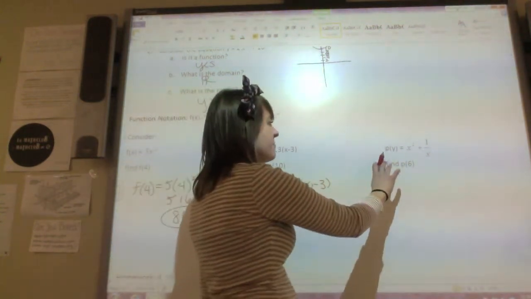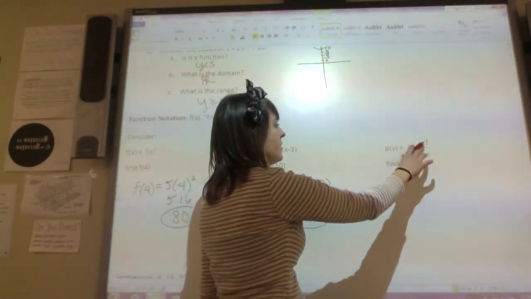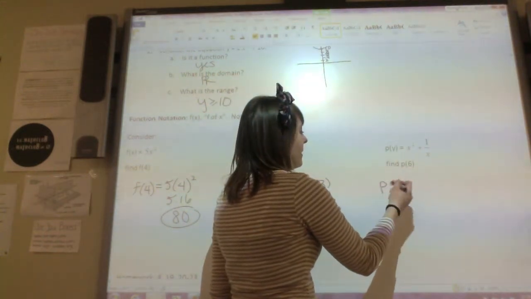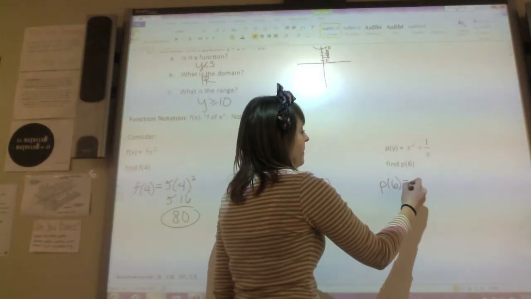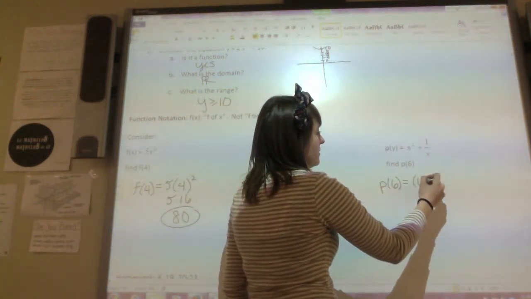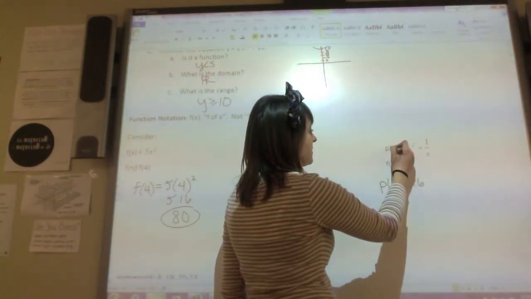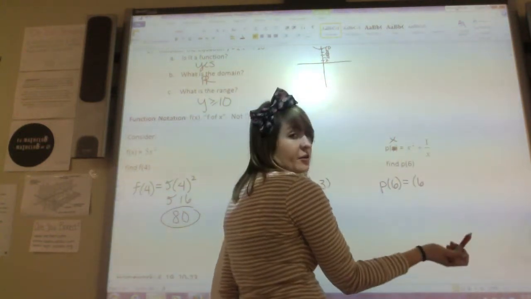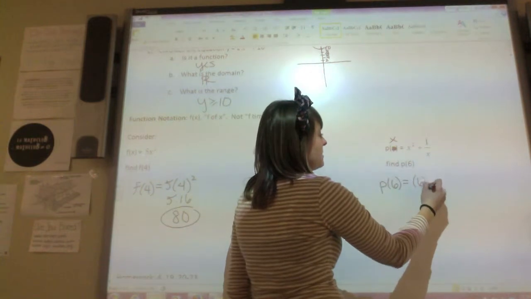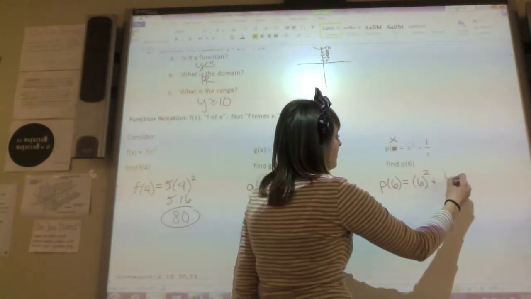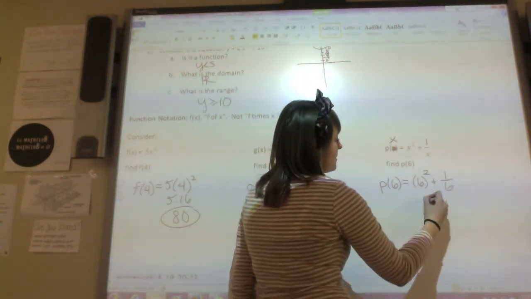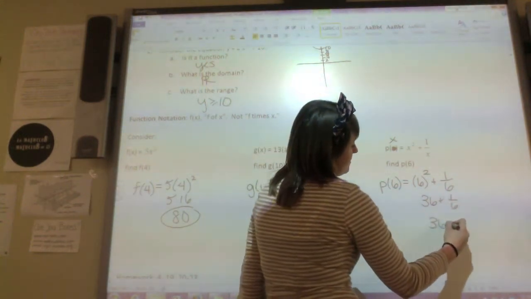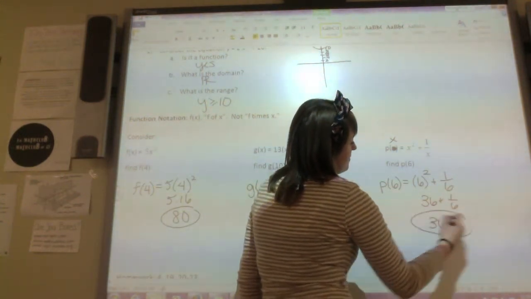My last one here, I have p of x equals x squared plus 1 over x. And I want to find p of 6. So I'm going to replace my x value with 6. Ooh, this should say x. So this will be 6 squared plus 1 over 6. So that's 36 plus 1 over 6, which I can just leave as 36 and 1/6.